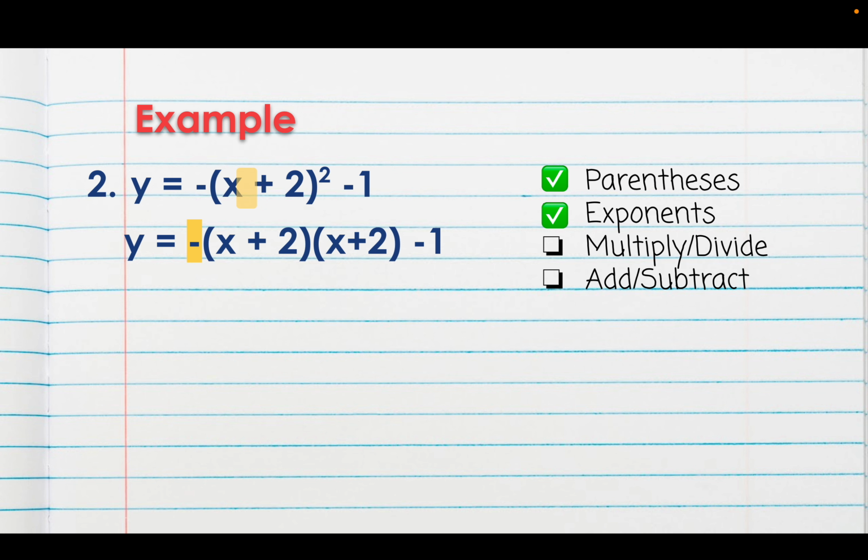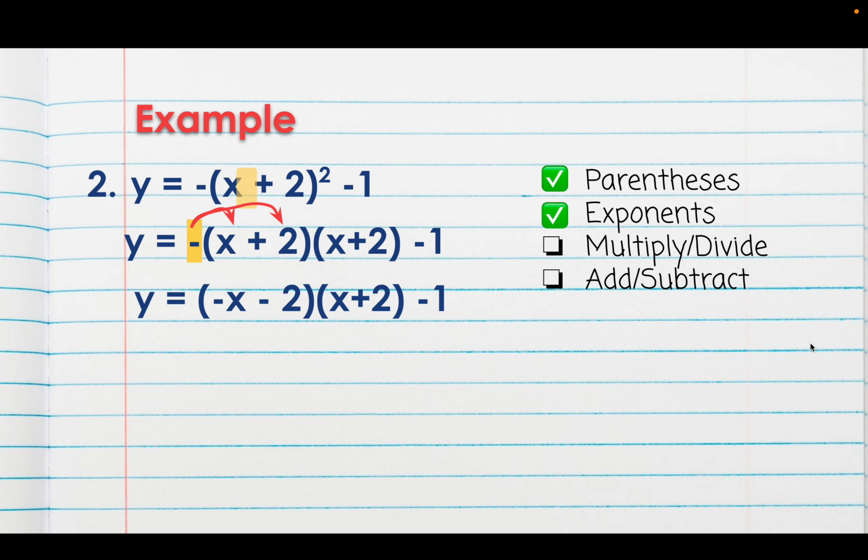So going from left to right, I'm going to start with that negative and I'm going to multiply by the x plus 2. So I'm going to multiply negative by x. It's like multiplying a negative 1. So I'm going to multiply negative 1 by x and negative 1 by 2, and I get negative x minus 2. And then I kept everything else the same.